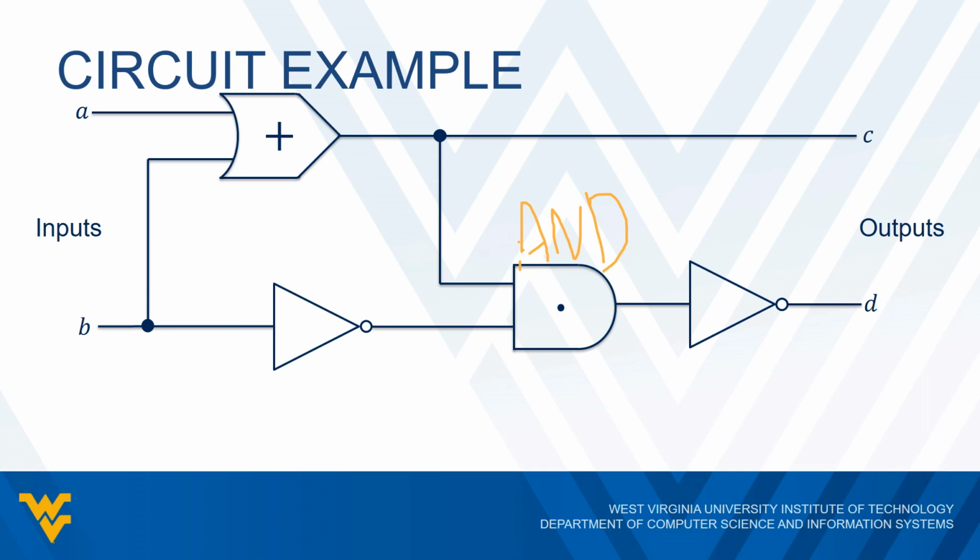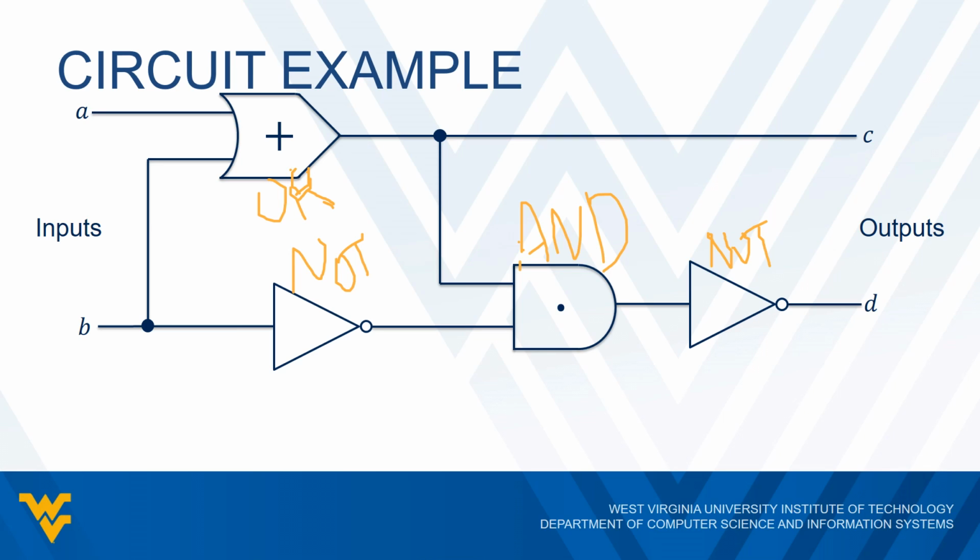We have one OR gate, which is up here. So there's our OR. Let me try again. OR. Close enough. And then we have two NOT gates. So we have a NOT gate here, and then we have another NOT gate over here.